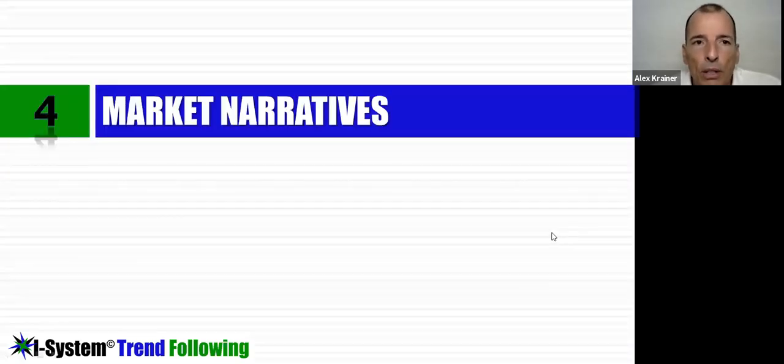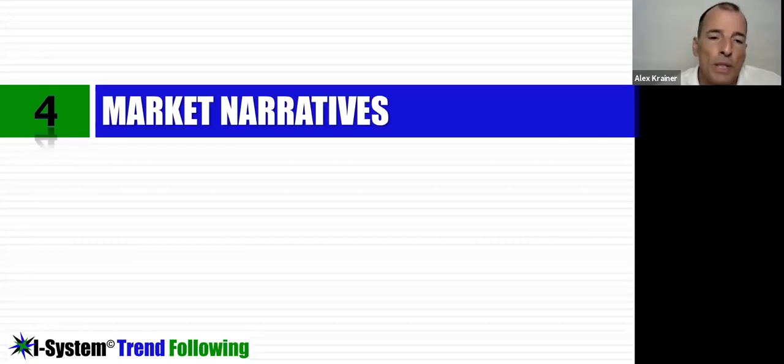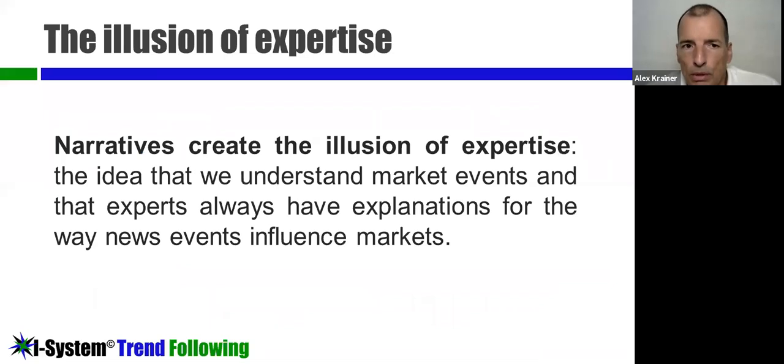All right, so moving on, this problem is related to the question of market narratives. Namely, this whole expert class basically makes a living off of having always something to say about markets, even if they have to pull on straws. Narratives create the illusion of expertise, the idea that we understand market events and that experts always have explanations for the way news events influence markets.